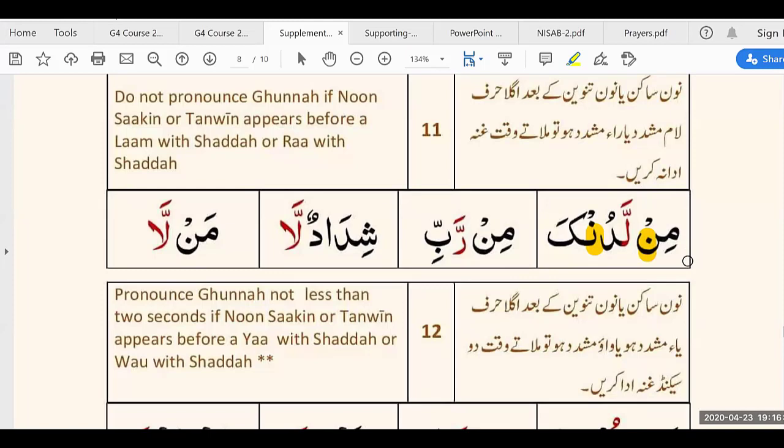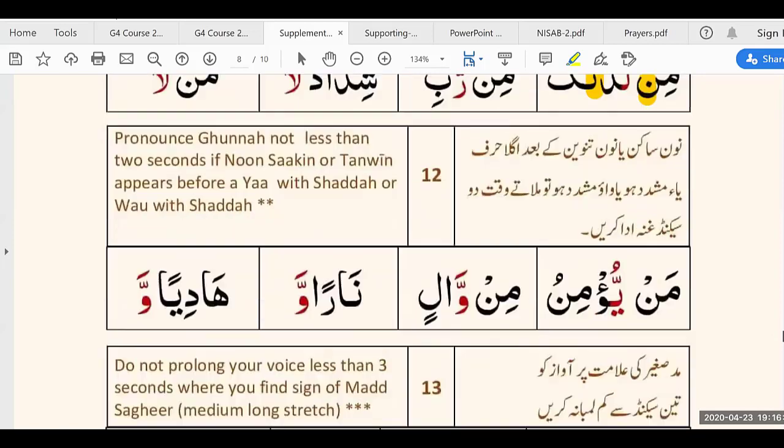Read this word. Milladunka. Okay. That was good. Milladunka. Okay. Make sure ka is short, very short, 1 second long. Okay. Jazakillah. So the last error.